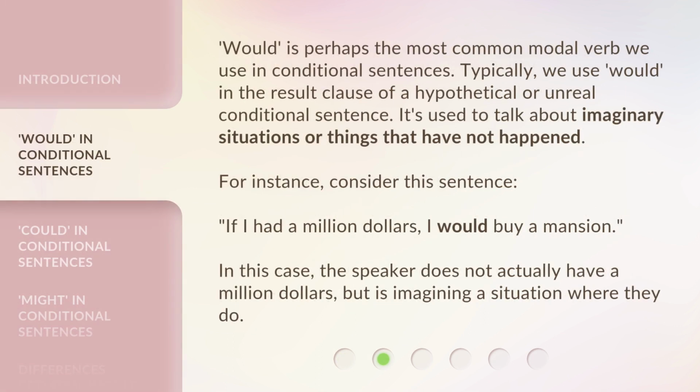Would is perhaps the most common modal verb we use in conditional sentences. Typically, we use would in the result clause of a hypothetical or unreal conditional sentence. It's used to talk about imaginary situations or things that have not happened. For instance, consider this sentence. If I had $1 million, I would buy a mansion. In this case, the speaker does not actually have $1 million, but is imagining a situation where they do.